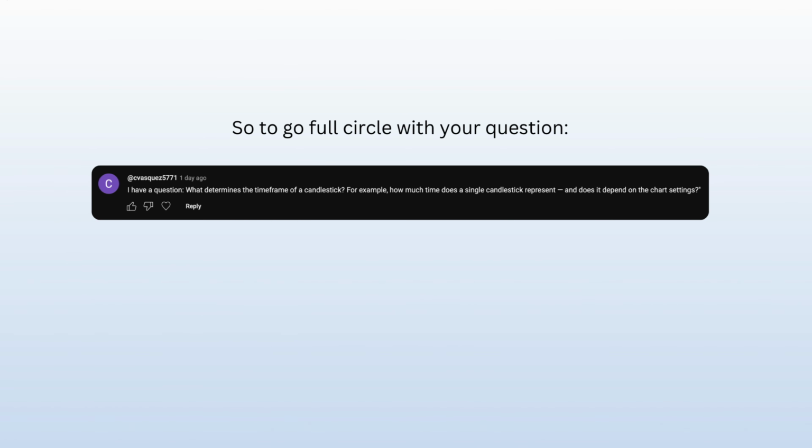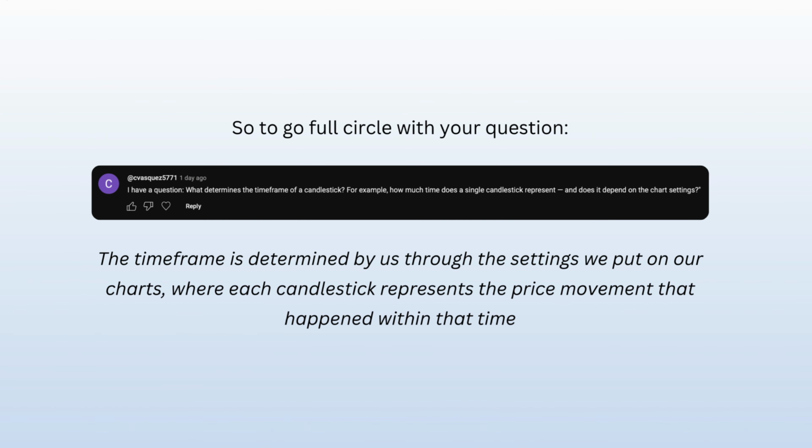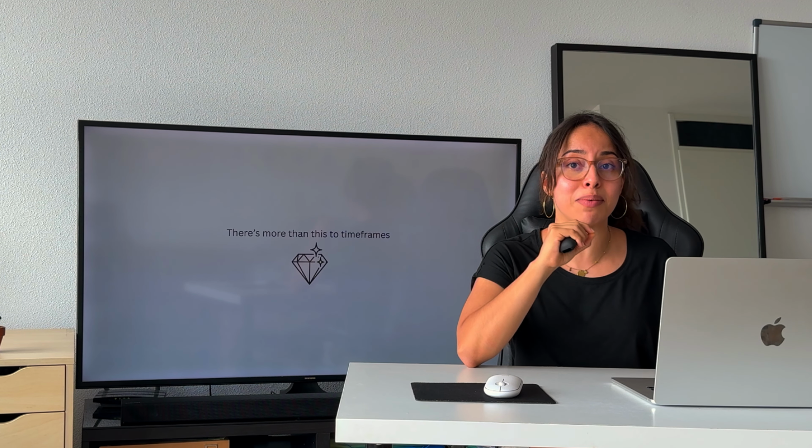So to go full circle with your question, the time frame is determined by us through the settings that we put on our charts, where each candlestick represents the price movement that happened within that time. But there's more to timeframes, and the reason that I put a diamond emoji over here is because the thing that I'm going to teach you next is actually a gem, and I wish someone would have taught me the next concept the way that I'm about to teach you.